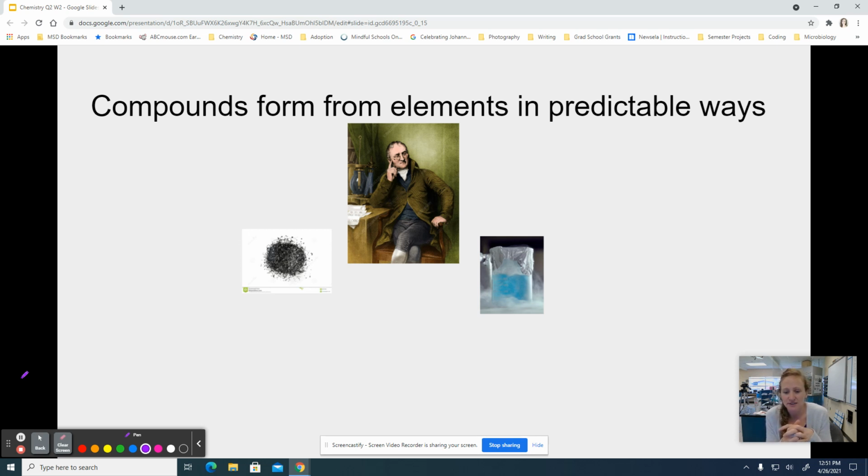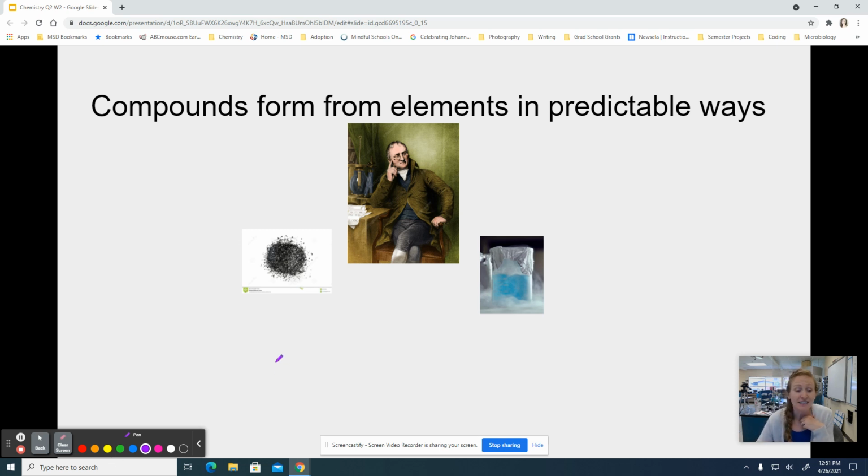And John Dalton ended up writing a couple different laws. He wrote 5 different postulates to describe atoms. Some of those postulates we hold to be true today. Some of those postulates were modified a little bit as we got more information. And then he also wrote a couple laws that governed the formation of elements, which are still true today.